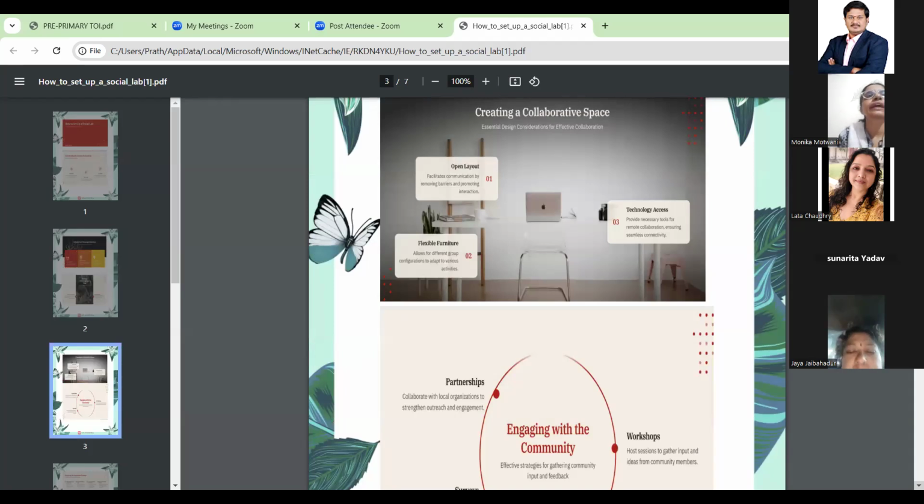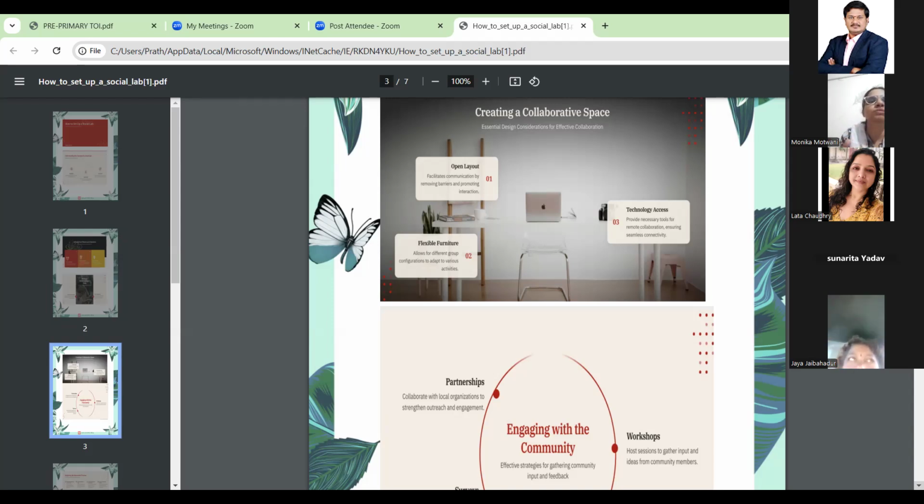Next one is creating a collaborative space. As you can see in the background picture, it defines a bit of that. Let's see how creating a collaborative space works for a social lab. Whenever we are experimenting, it is not that we have some bottles and funnels to work upon, or that some chemical reactions are going on in a social lab like in a science one. No, it does not happen that way. It is an essential design. Let's see how it works.